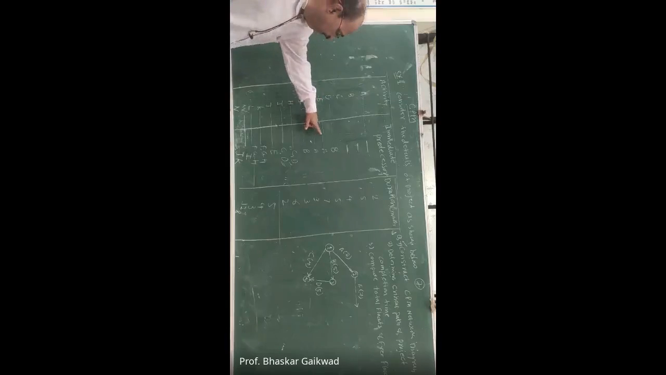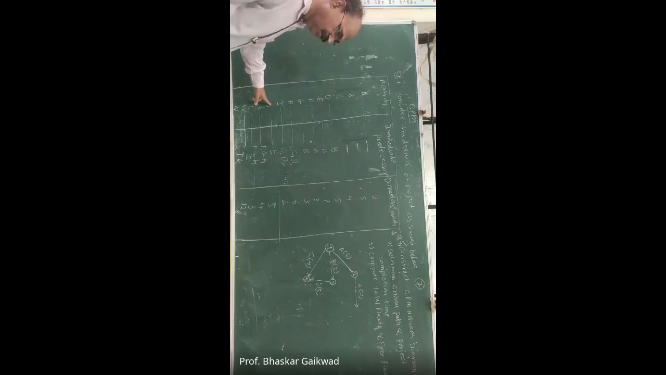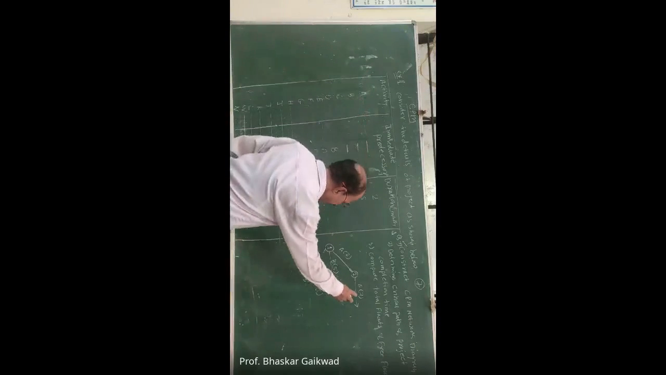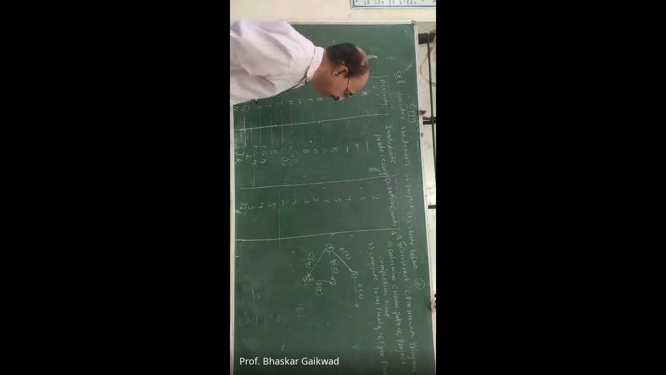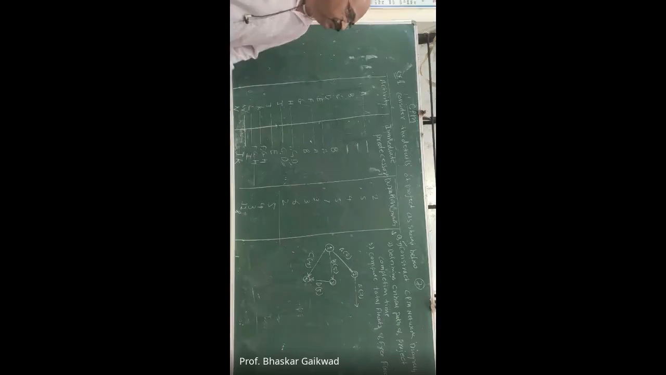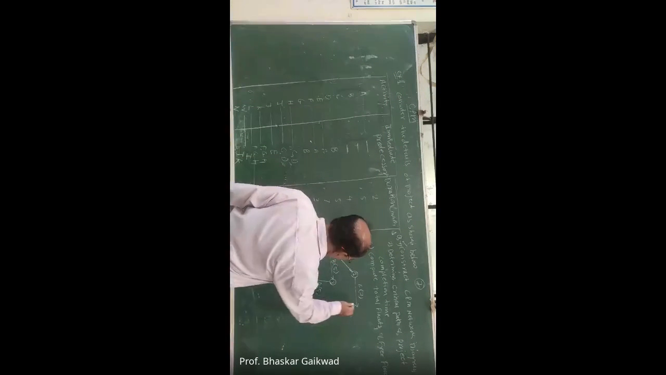After this, you can see E is here. E is the predecessor of Z. Means after E, Z will be there. So which node will be there? Here it is 4.